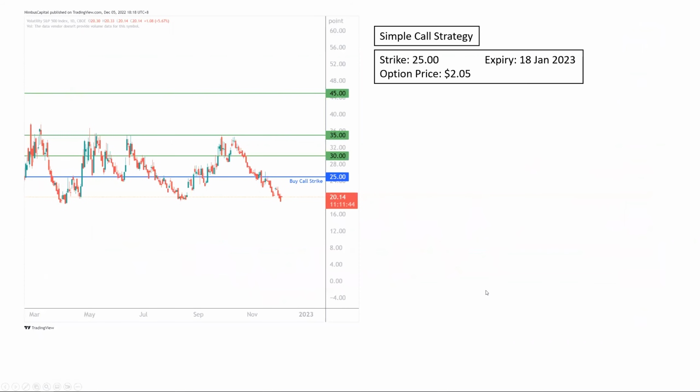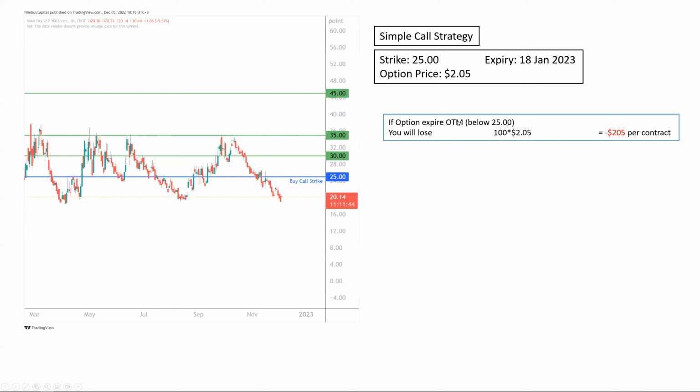Now let's look at the trade as a simple call strategy. We are just buying a call option. We have a strike at $25. The expiry date is 18 Jan 2023. And the option price is 2.05. Currently the option price has increased a bit, I think 2.1, 2.2 or so, but when I was looking at it while creating this PowerPoint, it was at 2.05.